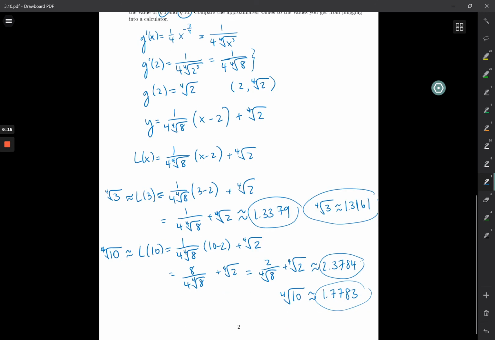Okay, so that is all for this section, and then we will also talk about section 4.1.